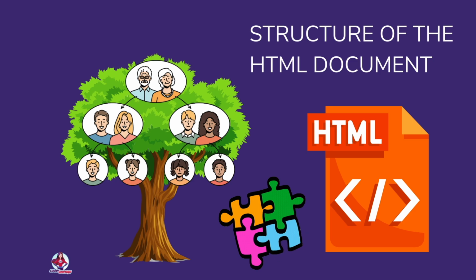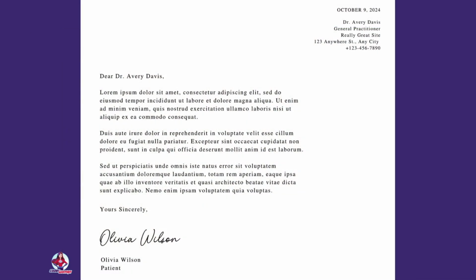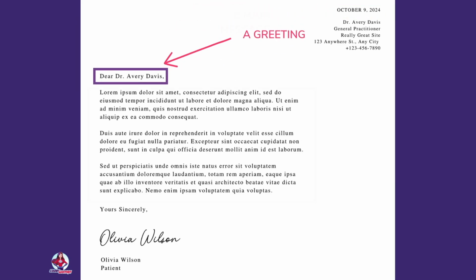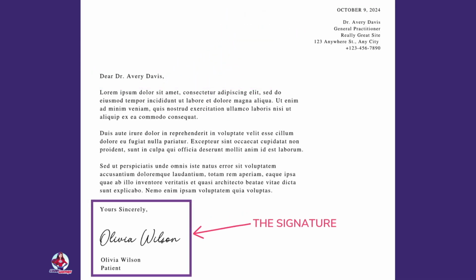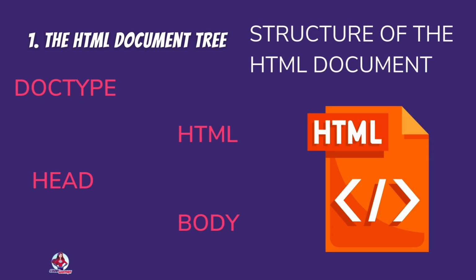Let me give you an example we can all relate to. Think about when you learned how to write a letter, whether in school or when learning a new language. To make sure your letter was clear, you always included certain parts, right? You had the recipient's name, the date, a greeting, the main message, and your signature. Each part had a purpose and made the letter feel complete. And HTML documents are set up the same way. They have a standard structure with specific elements in every HTML page. So today we are going to learn these essential parts.